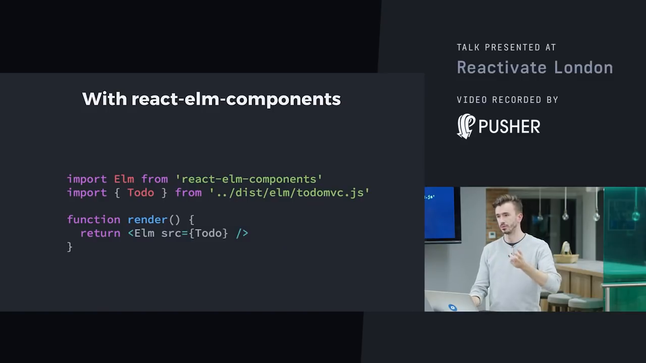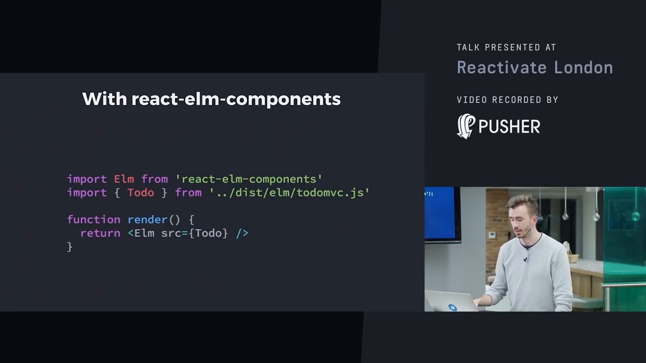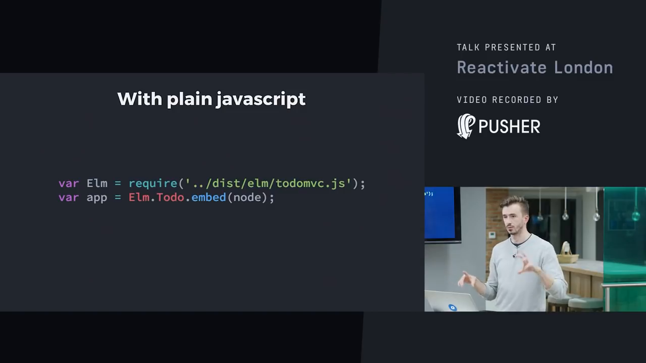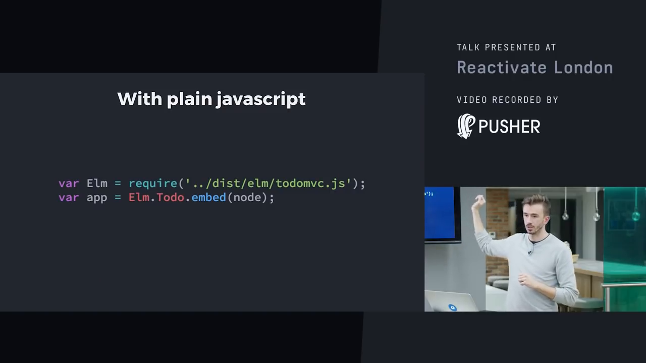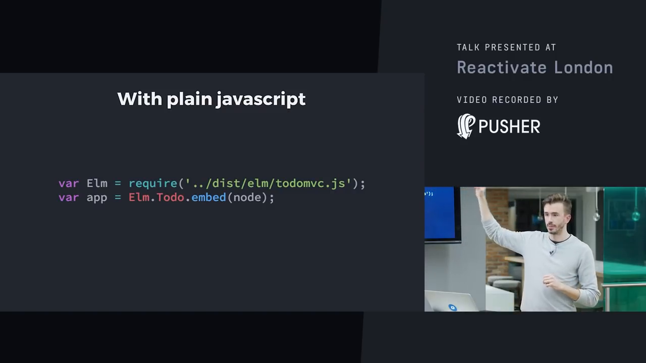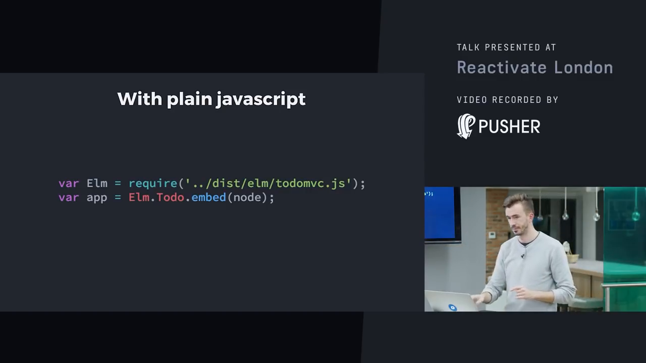There are more complicated examples where you want to pass some values to Elm initially, or you want to actually talk to and from the Elm application. But all of this is like a 20-line wrapper. It's really, really simple. Just with plain JavaScript, if you're using the Elm Webpack loader, you're requiring that JavaScript that you've written, and you can just embed it to a node. That's the only attach point to get started.